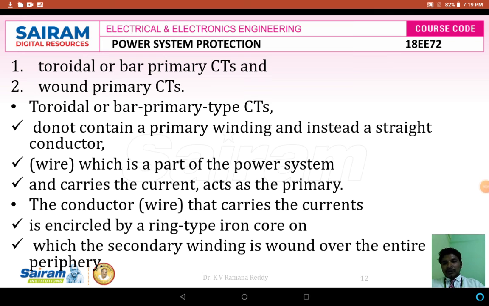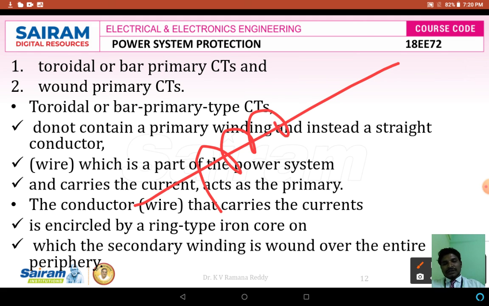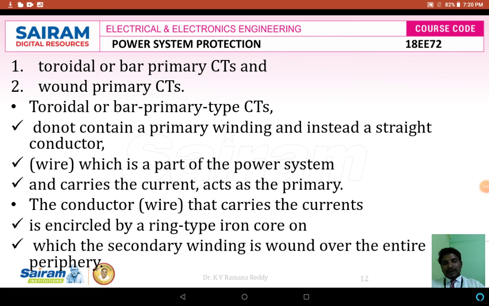Therefore, toroidal or bar type current transformers do not contain any primary winding. Instead, a straight conductor wire, which is a part of the power system and carries the current, acts as the primary. That means the primary is nothing but the transmission line, and the winding surrounding this transmission line is the secondary winding of the current transformer. From here we suitably step down and measure the appropriate current, and by multiplying by the multiplication factor, we read the actual current.